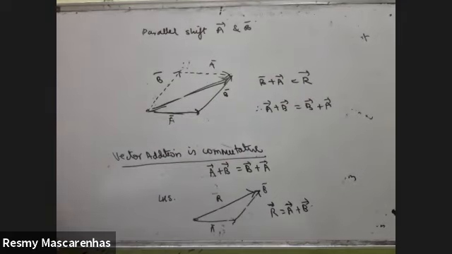So that's why it is called commutative. Commutative means both the ways you can put. A plus B is the same as B plus A.